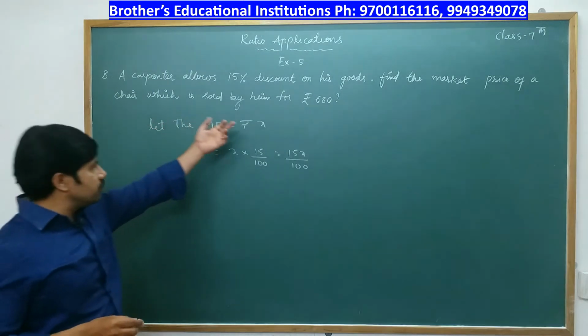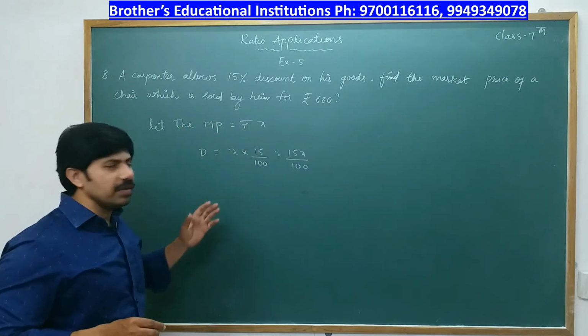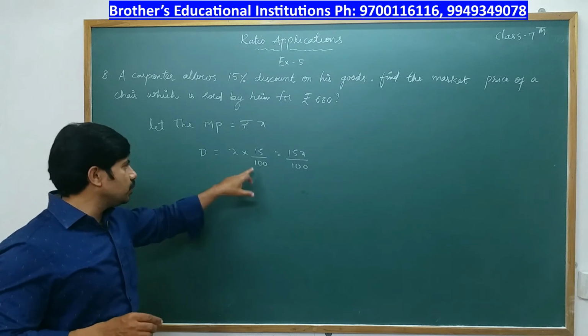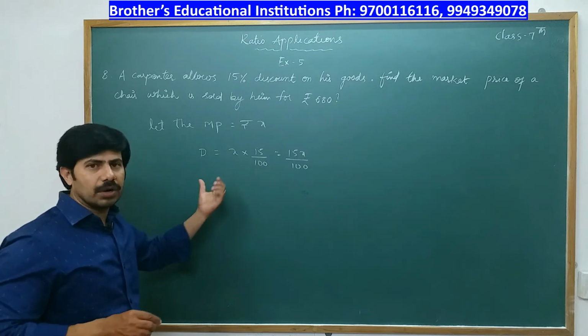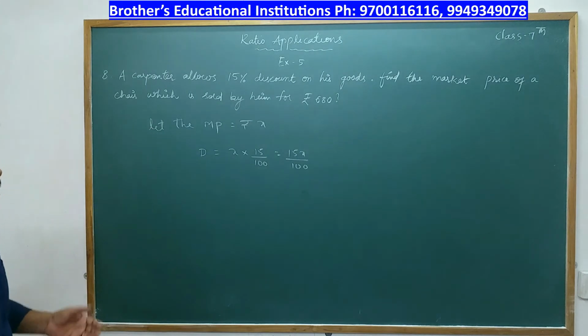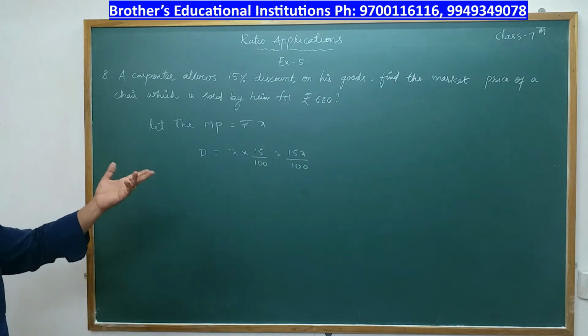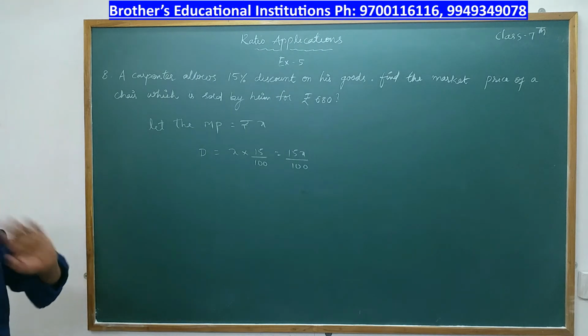So what is marked price? We assumed X. So how much discount is given? 15% discount is given. So X into 15 by 100, 15x by 100, is the discount. Now we have to find out the selling price. Find the marked price of an article sold by him for 680. So the selling price is given to us.